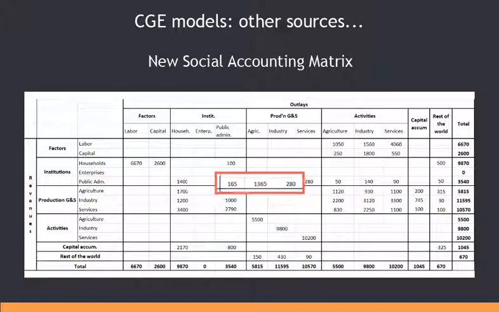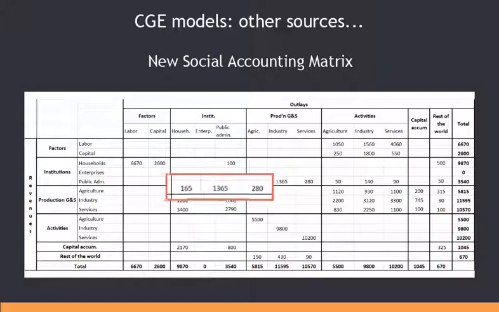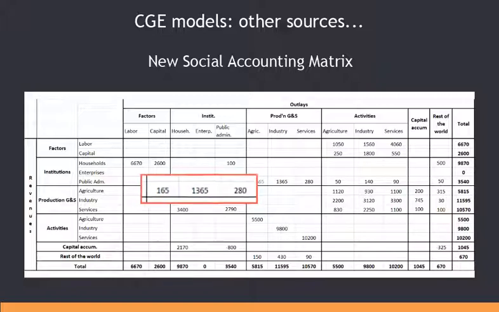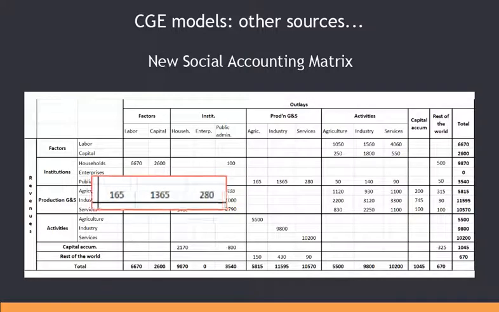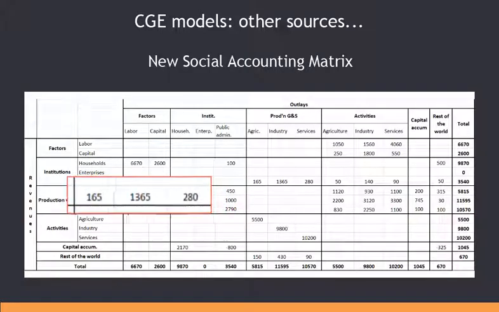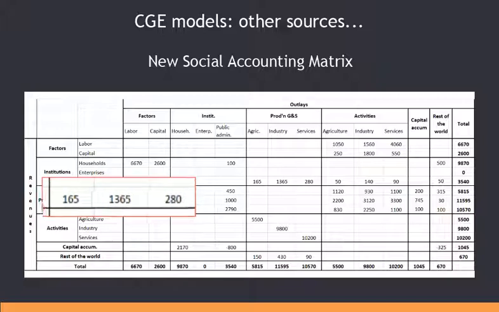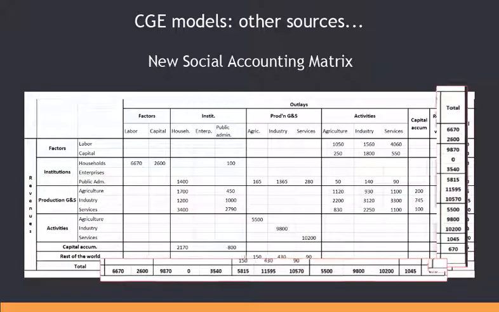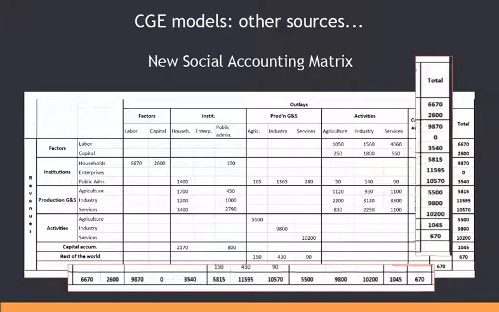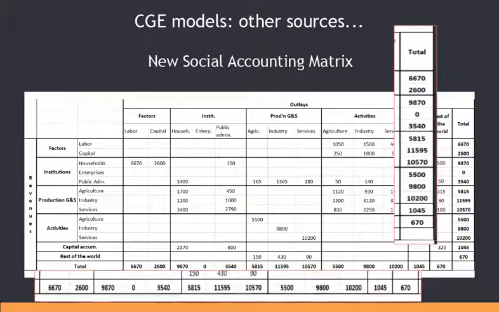Third, in the column productions of goods and services, agriculture, industry, services, and in the row public administration, the amounts collected by the governments on value-added tax and export taxes are added to indirect consumption taxes and customs revenues on imports. And fourth, you can check that the total of each row is equal to the total of each corresponding column.